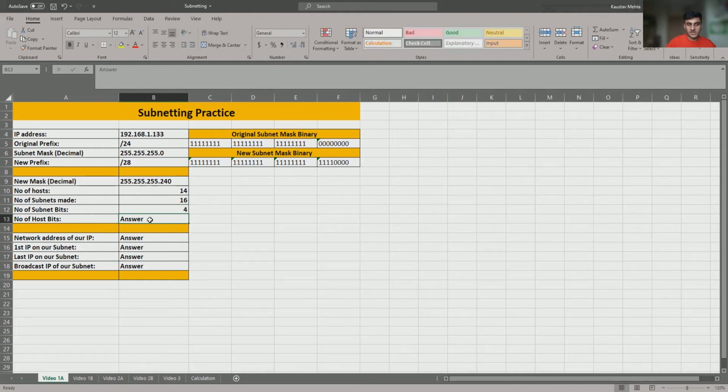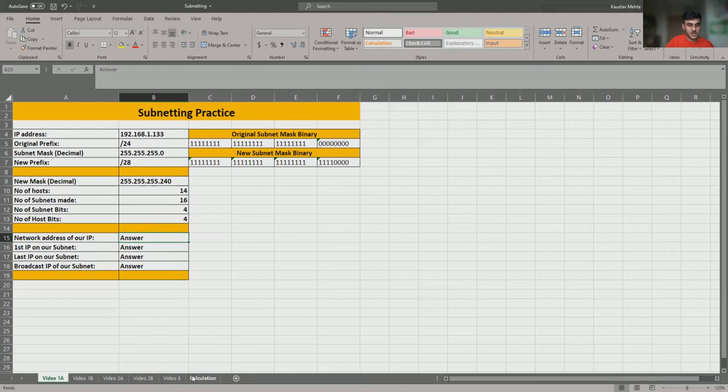And the number of host bits will also be 4 because we have 4 digits left for the host IDs. Now, coming to the next part, it's asking us the network address of our IP. This is the IP address we've been given, and the question basically means: what network does this particular IP fall into if you're using the /28 prefix?